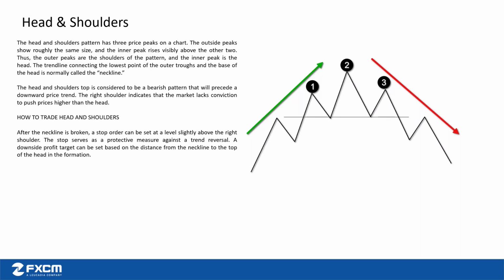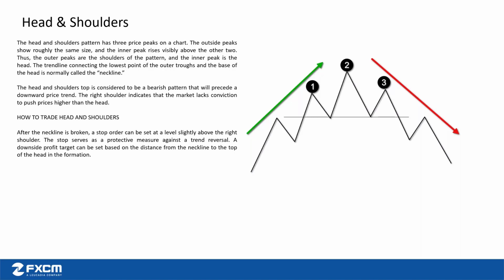The trend line connecting the lowest point of the outer troughs and the base of the head is normally called the neckline. The head and shoulders top is considered to be a bearish pattern that will precede a downward price trend. The right shoulder indicates that the market lacks conviction to push prices higher than the head.